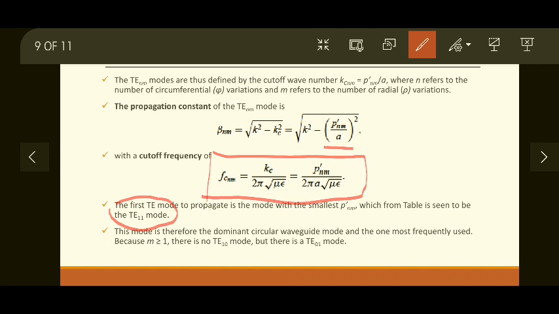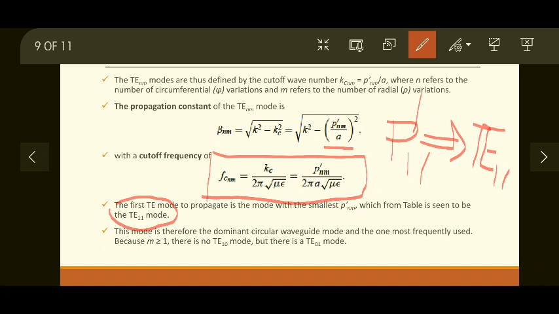Okay, p dash 11 corresponds to TE11 because 11 refers to the mode. So the TE11 mode is the first mode which is propagating through the circular waveguide, and this mode is therefore the dominant mode of the circular waveguide and one of the most frequently used modes in the circular waveguide. Because m has to be greater than or equal to 1, there is no TE10 mode.